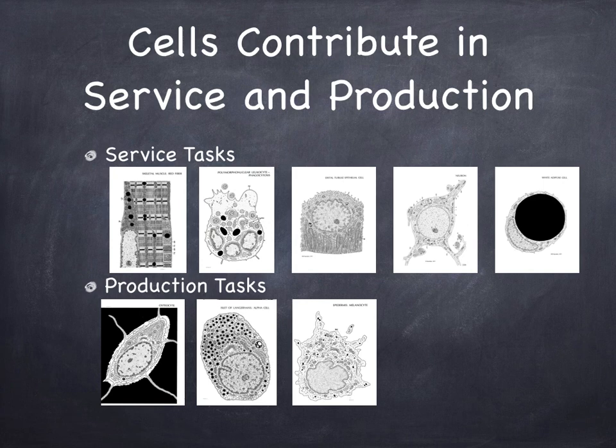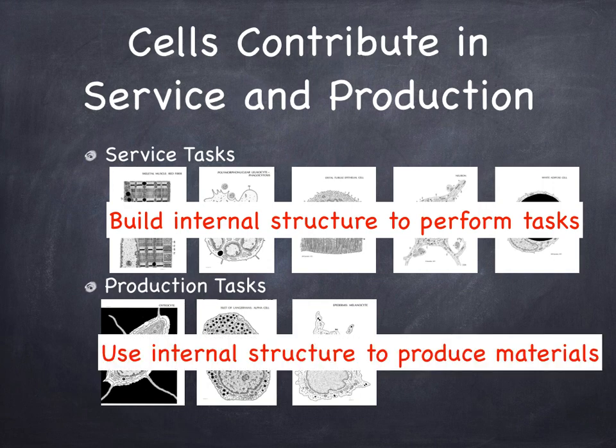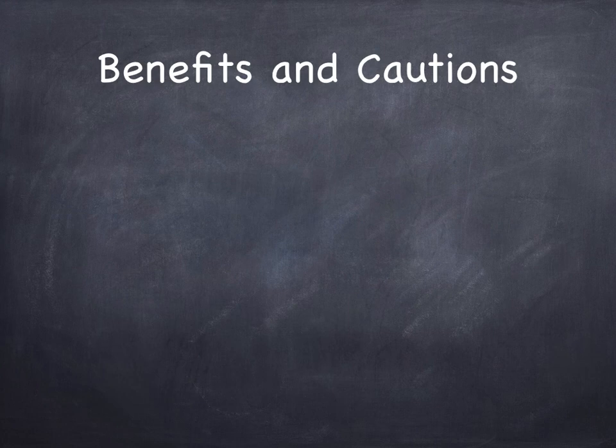And this skin cell is one of those special skin cells that produces a protein called melanin, which is the basic coloration of our skin. Melanin is a natural sunscreen. So many cells build an internal structure so that they can perform a task for the human body, and many other cells are involved in producing materials and substances that become a part of our human body.